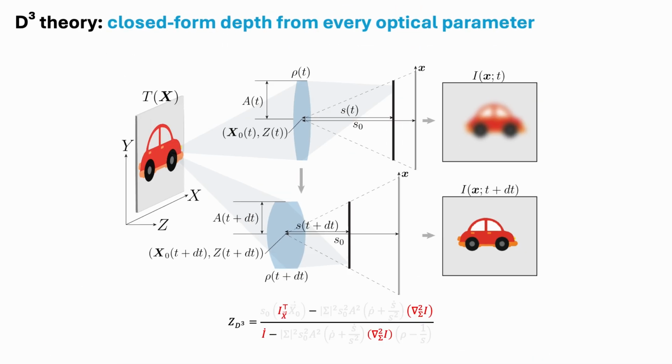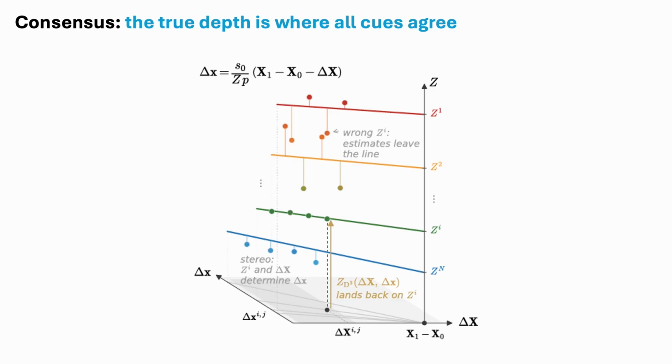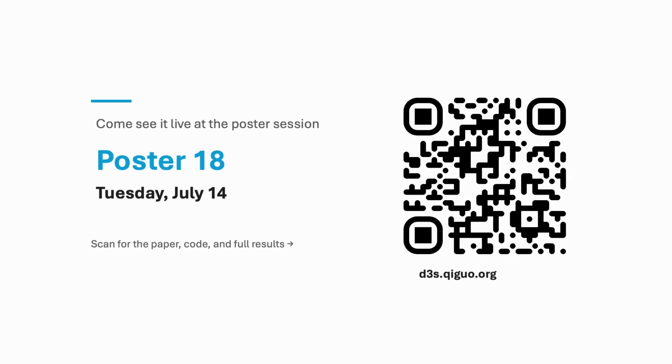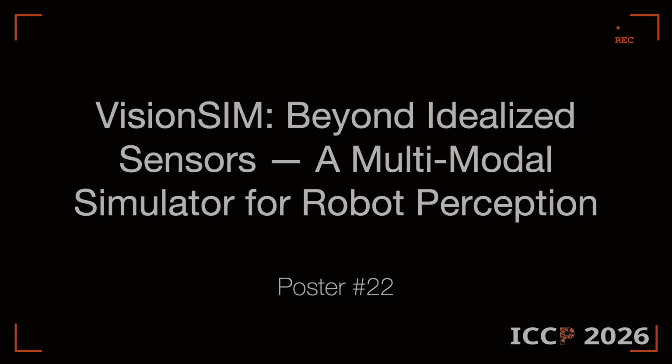The theory covers every optical parameter: focus, aperture size, sensor distance, baseline, and position. And the depth is selected where our consensus theory agrees. The quantitative result shows that 1 cm accuracy is from 0.3 meter to 1.6 meter, a wider working range than stereo cameras 10 times our size. For more detail, please scan the QR code or stop by my poster session. I'm happy to introduce my work with you.